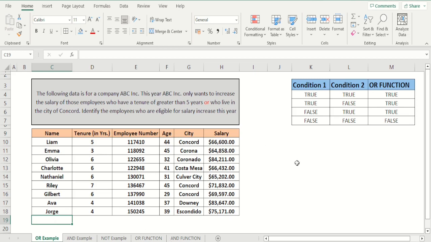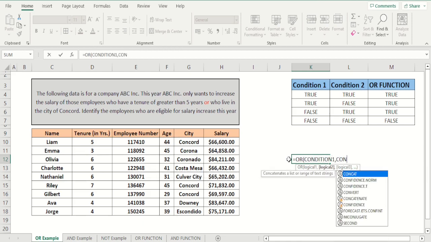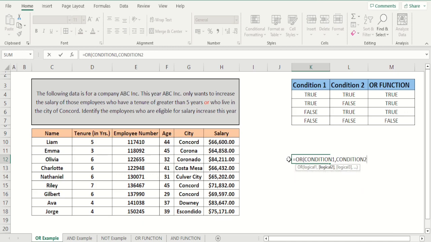Starting off, let's take a look at the syntax of the OR operator. The OR function has the following syntax in Excel. It's the function name OR followed by a list of logical conditions. So it's OR followed by a list of conditions. Let's say this is condition 1, then you have condition 2, condition 3, and so on. So this is how the OR function is formulated.